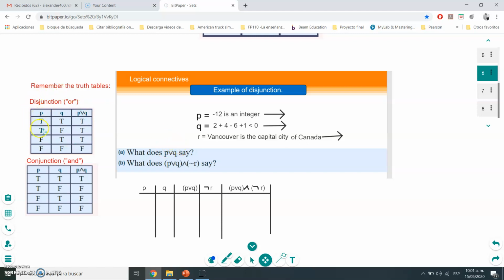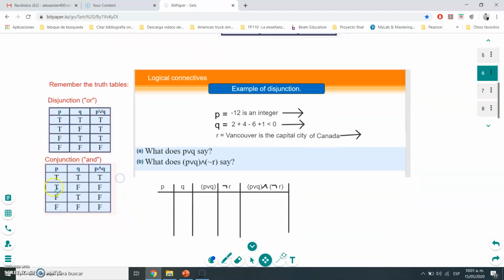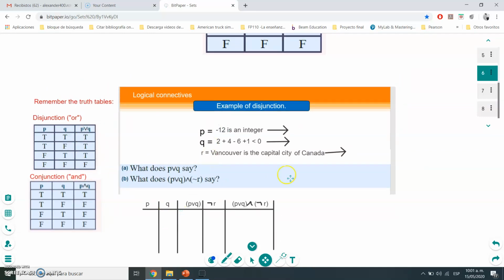So this is the last table that we saw, okay? The last that I showed you here. Or, this is the same. And here is the other one, the last one of conjunction with the word and. But in this case, first of all, we're going to find P or Q, all right? So first, we are going to use this table. Okay, so let's see. The true value of P, minus 12 is an integer. Is that true or false? That is true, okay? Minus 12, all negative numbers are integers.